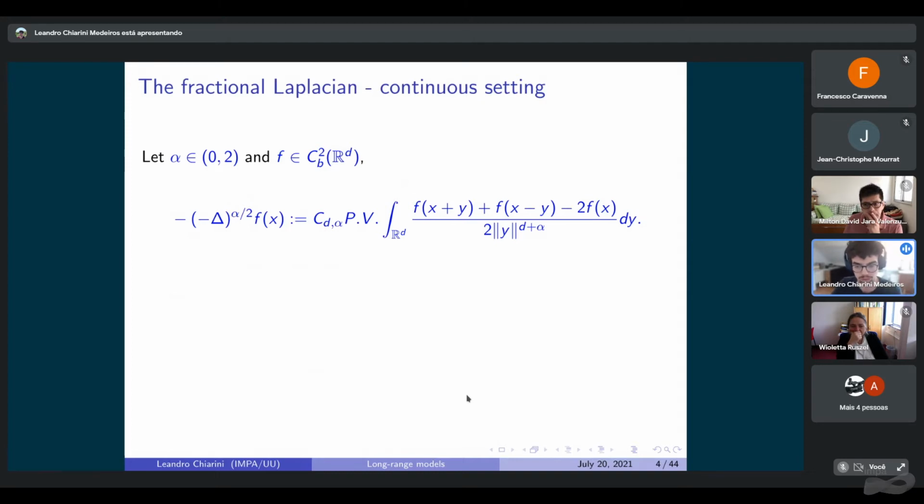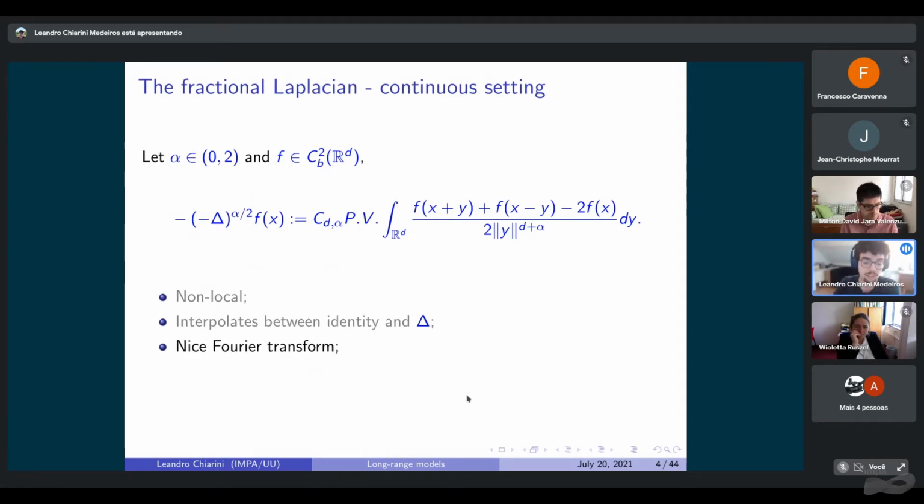Some properties that are important for such operators are, first, this is non-local, in the sense that if we have 2 functions that have the same values within a certain domain, they don't necessarily share the same fractional Laplacian. The second is that this really interpolates between the identity and the usual Laplacian. That is, if I fix f with bounded derivatives, and I fix x as well, taking the limit of alpha going to 0, we recover the identity, and taking the limit of alpha going to 2, I recover the Laplacian. This is for fixed x.